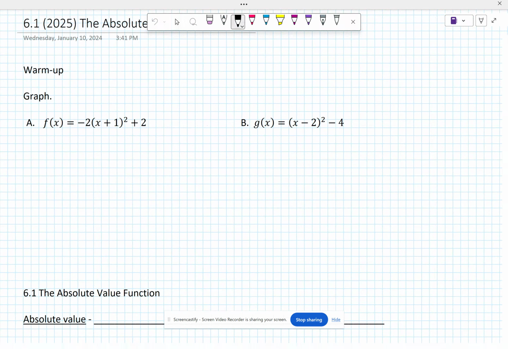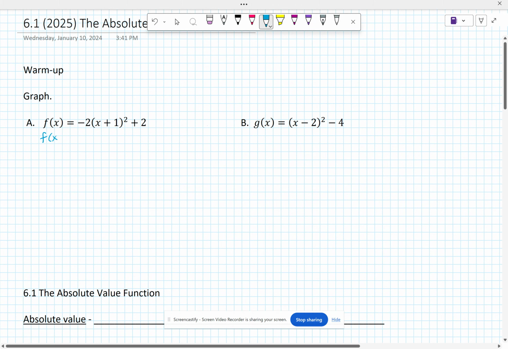The great thing about a video is that at any time if you feel like you need to pause this and replay something, you absolutely can. So feel free to take advantage of those. First thing first, in order to graph this, I need to recognize what kind of graph I have. And so I am going to recall that this equation is written in vertex form. And that's the form we're focusing on today because that's what's going to be most helpful when we get into absolute value graphs.